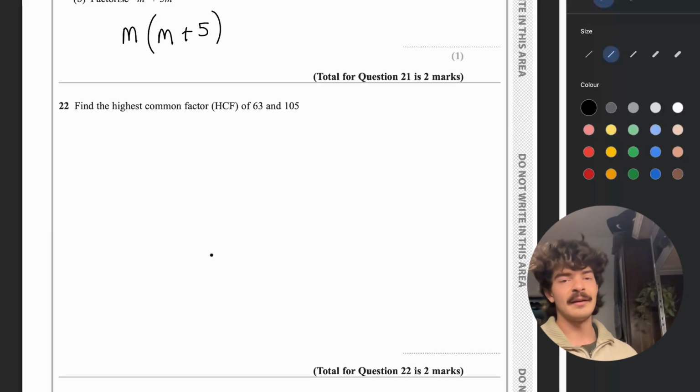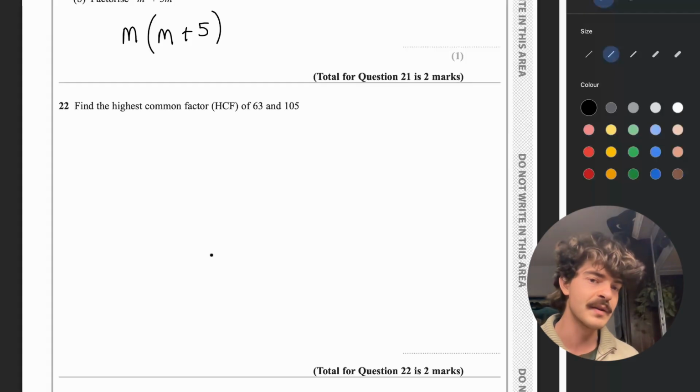Okay. We want to find the highest common factor of 63 and 105. So the highest common factor is the biggest number that goes into 63 and 105. Okay? So what number in its times tables sees 63 and 105? Now, sometimes people can do these just by looking at it or a bit of trial and error, but if you want the foolproof method, that's what I'm going to do.